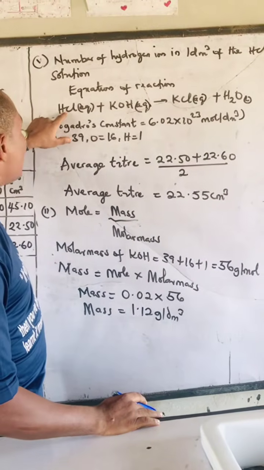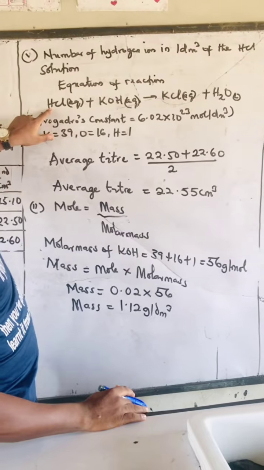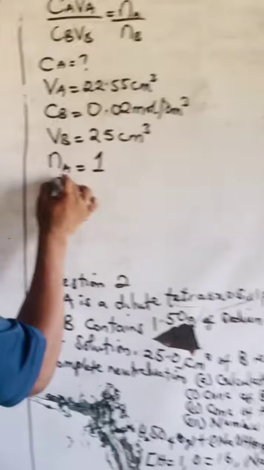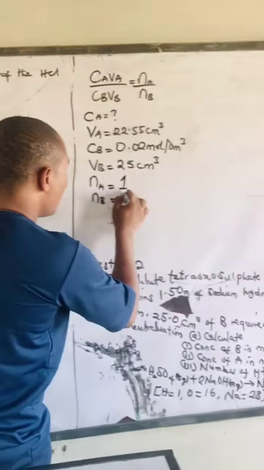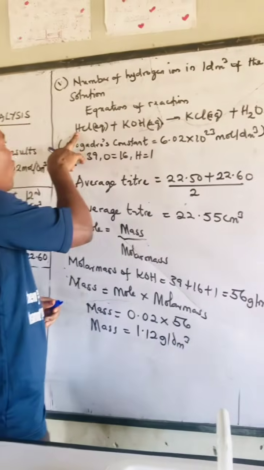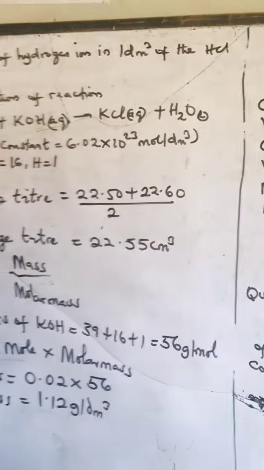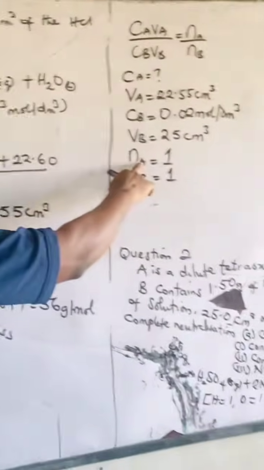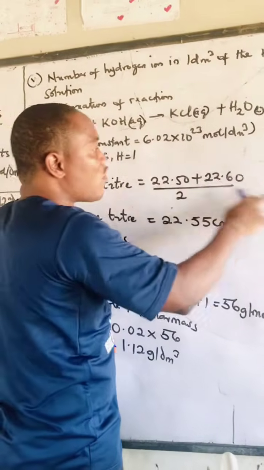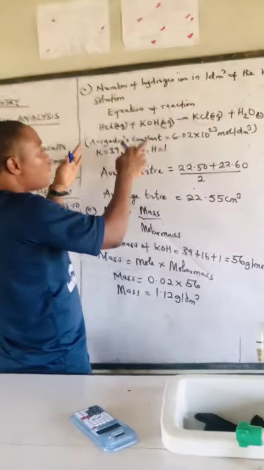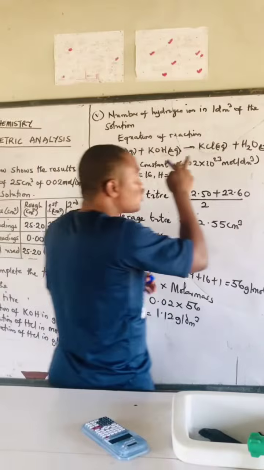And the number of moles of HCl, here, number of moles of acid, this is the acid. The number of moles is 1. And number of moles of base, this is the base also, it is 1, because it's 1 mole of hydrochloric acid to 1 mole of potassium hydroxide. If you have 2 here, it means the number of moles of acid will be 2. If you have 2 here, it means the number of moles of base too will be 2. But according to the equation of reaction we have here, the number of moles of acid to base is 1 to 1.